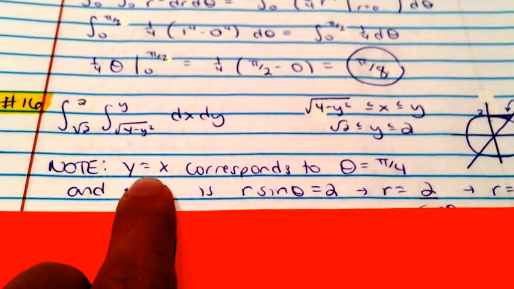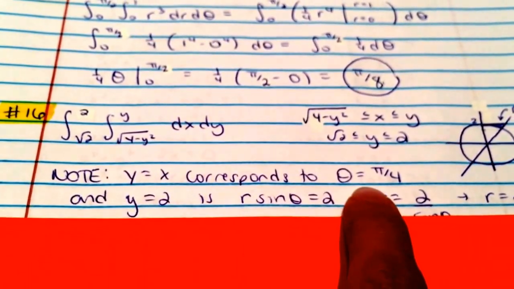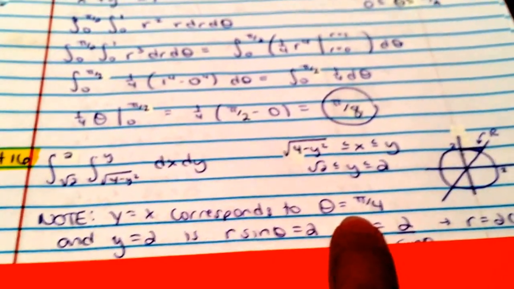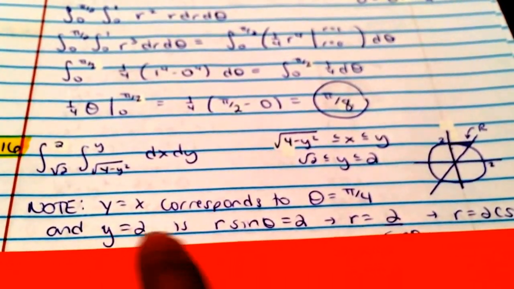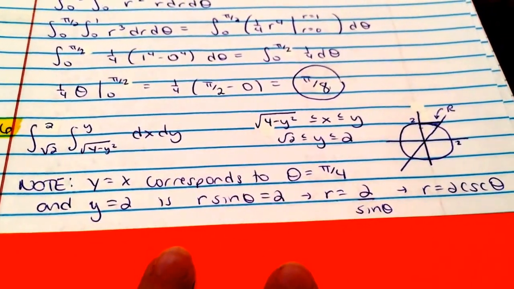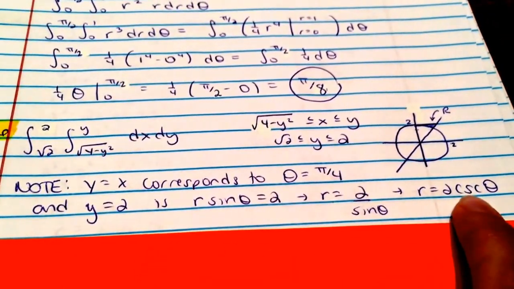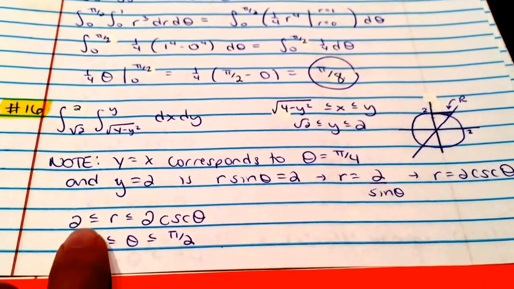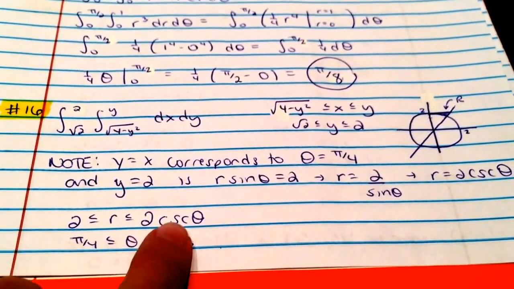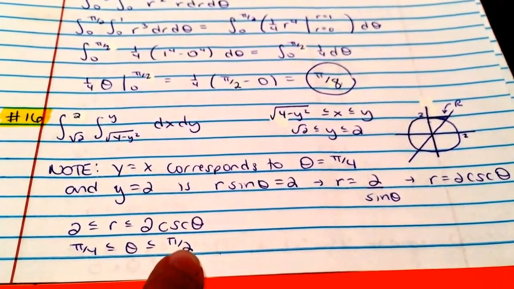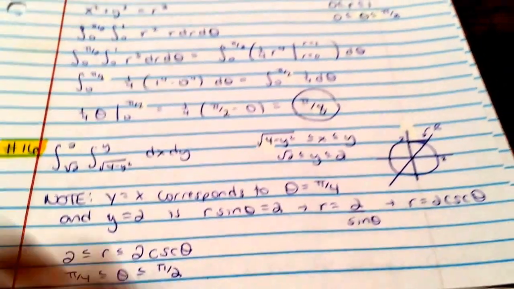Y equals x, the line, is the same thing as theta equals pi over 4, because remember, theta equals a number is a line. So that's the line pi over 4. And y equals 2, y is the same thing as r sine theta, so solving for r, that's 2 cosecant theta. All right, so my r is between the circle and the line, and then my theta is between pi over 4 and pi over 2. So those would be my bounds.